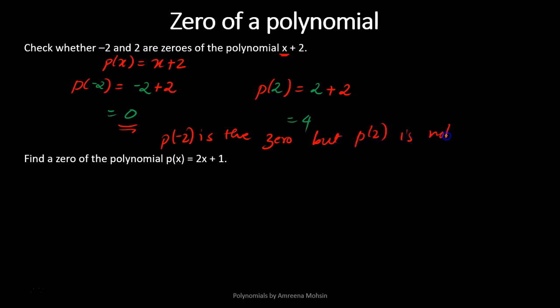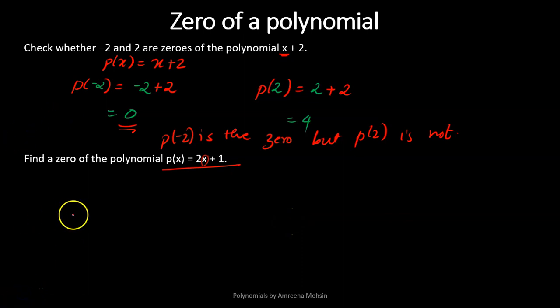Alright, I hope that this was clear with you. Let's check for this one. Find the 0 of the polynomial p of x equals 2x plus 1. So basically, we have to come up with some number that I can substitute here, and then that will give me a 0. Can you think of a number? Pause this video and try it out.